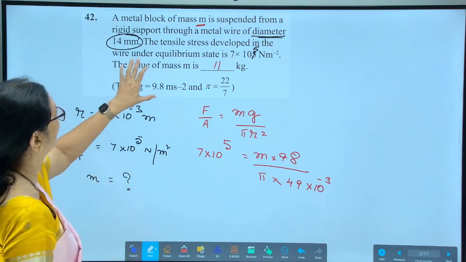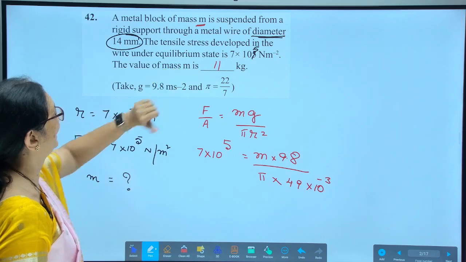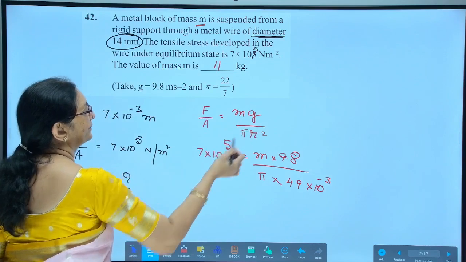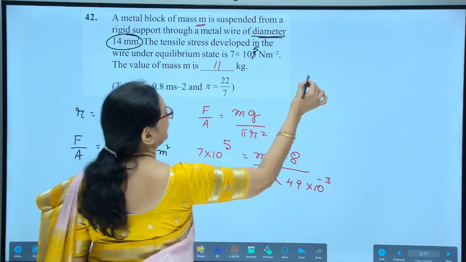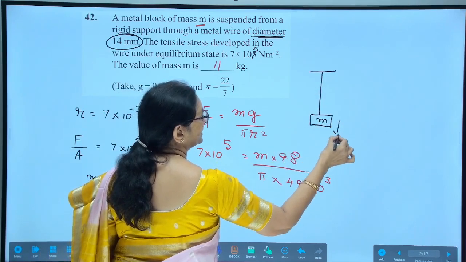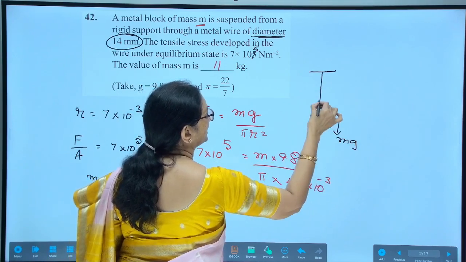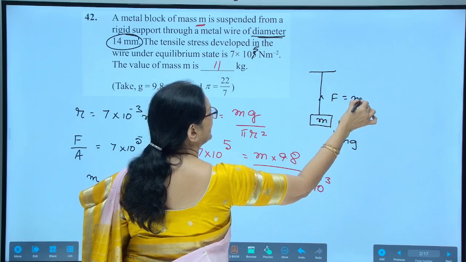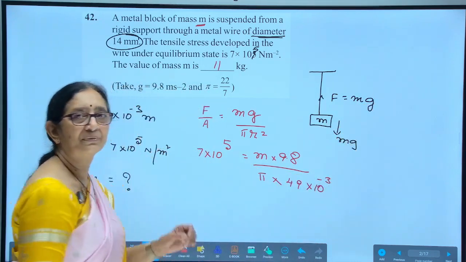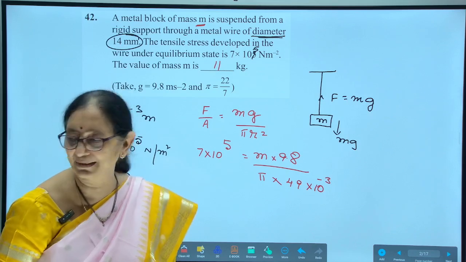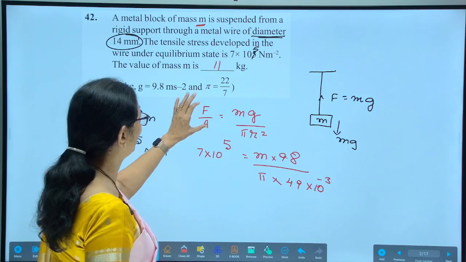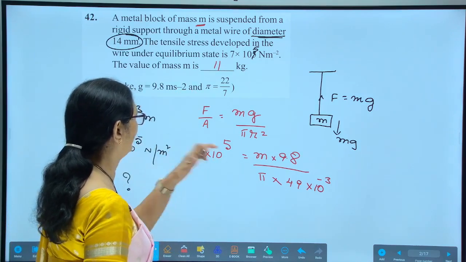So, what is the value of mass attached? Here tensile stress is F by A, that is equal to mg by pi r square. Suppose this is a wire, a load of mass m is attached, so the stretching force will be equal to mg. Restoring force developed in equilibrium state is equal to mg. Restoring force developed per unit area of cross section is called tensile stress. So, tensile stress is given as 7 into 10 power 5.